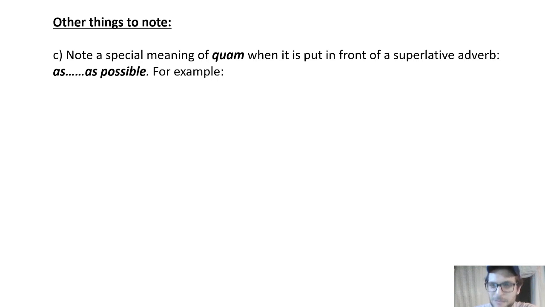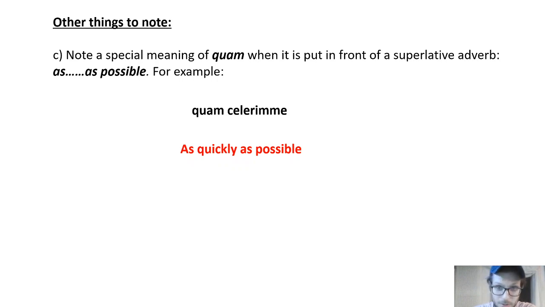Other things to note. Quam has a special meaning when it's put in front of a superlative adverb. It means as something as possible. For example, quam celerrime means as quickly as possible. If I said quam laetissime, as happily as possible, or quam fortissime, as bravely as possible. Okay, don't forget that, that's quite an important bit of grammar and you'll see that a lot.